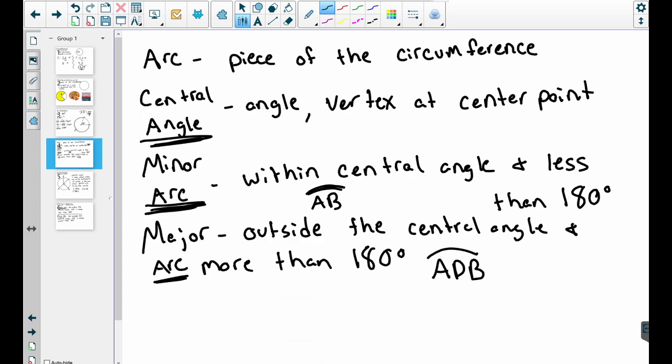So to find the minor arc, or the arc made by the central angle, you find the measure of the central angle. To find the measure of the major arc, you have what's left. So 360 degrees minus the measure of the minor arc equals the major arc.